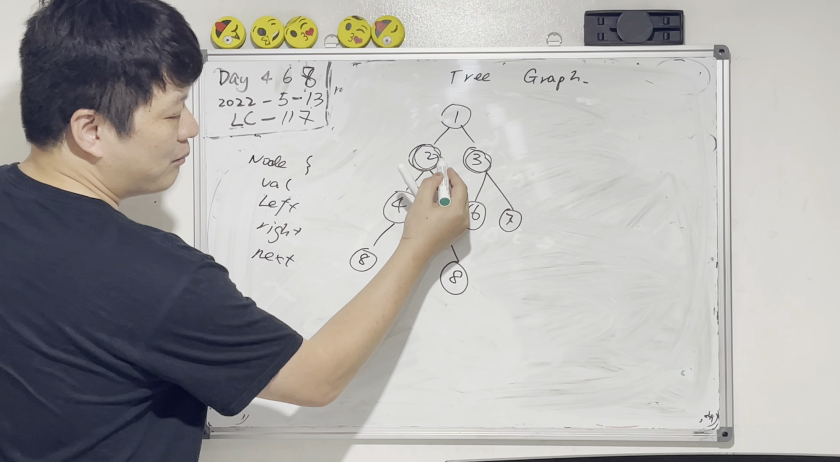So I take 2 and 3 out of the deque, first in, first out. What are the children of 2? 4 and 5. What are the children of 3? 6 and 7. You see? Look, now 4, 5, 6, 7. What do these nodes have in common?